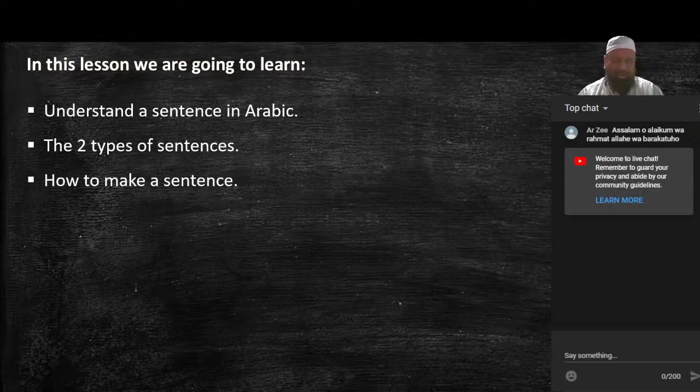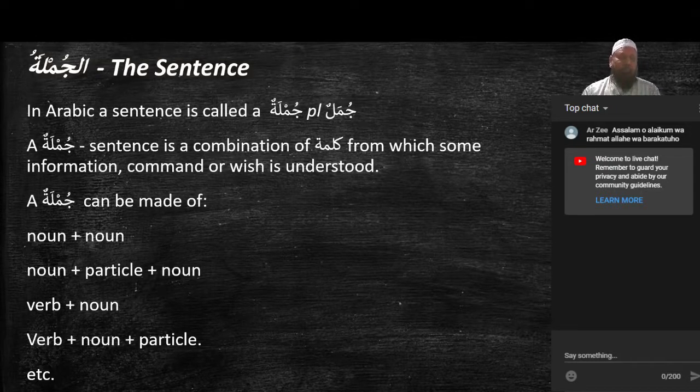So first we start, what is a sentence in Arabic? Al-jumlatu. In Arabic, a sentence is called jumlatun. The plural is jumalun. A sentence is called jumlatun, and plural of jumla is jumalun. A jumla is a combination of kalima from which some information, command, or wish is understood.